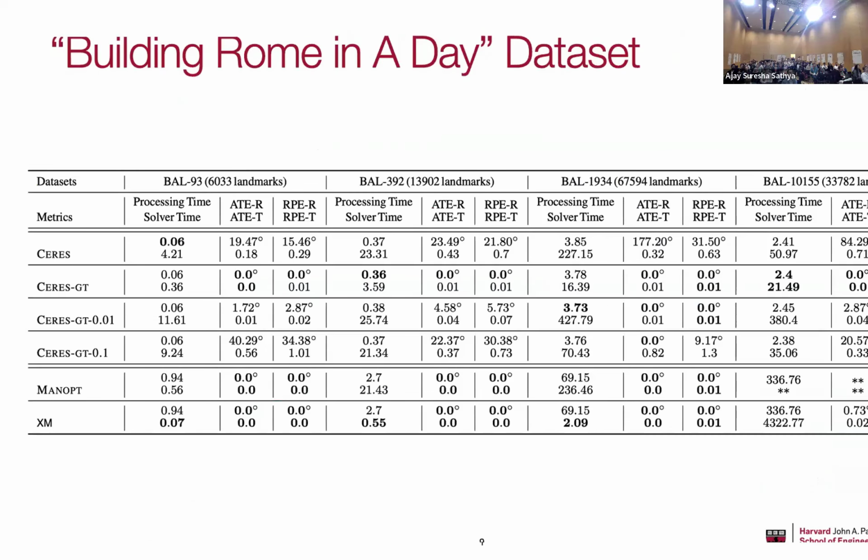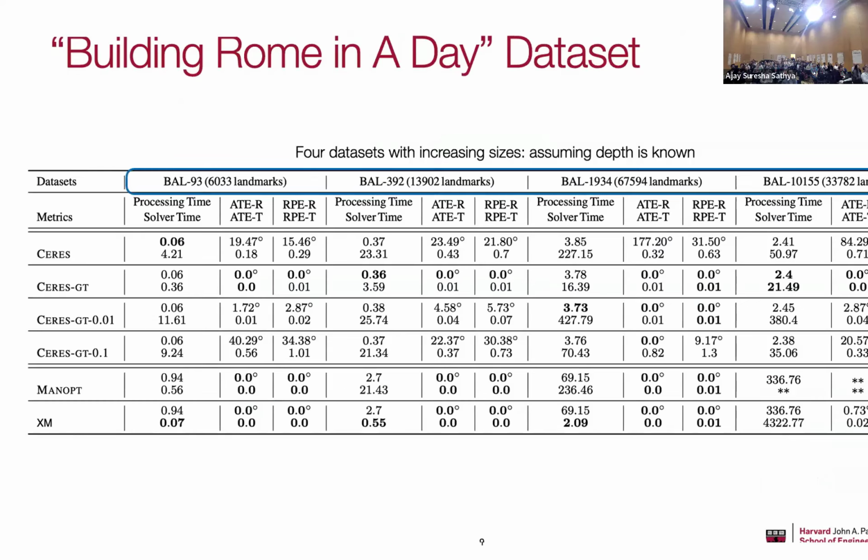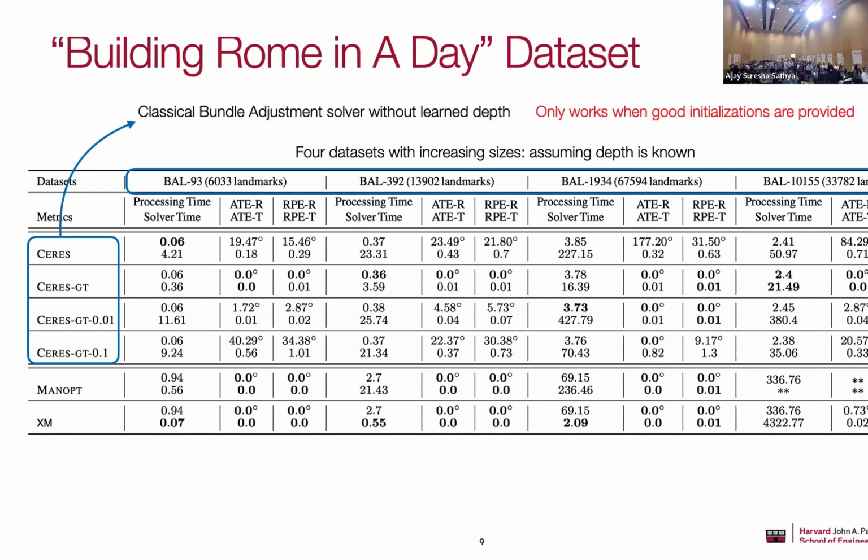And then these are some results that we get using this method. So here we have the classical Building Rome in a Day dataset, where we have 4 datasets with increasing sizes. And the first observation here is that if you use the classical BA solvers without the learned depths, because these solvers are sensitive to the initialization, they only work when you have a good initialization.